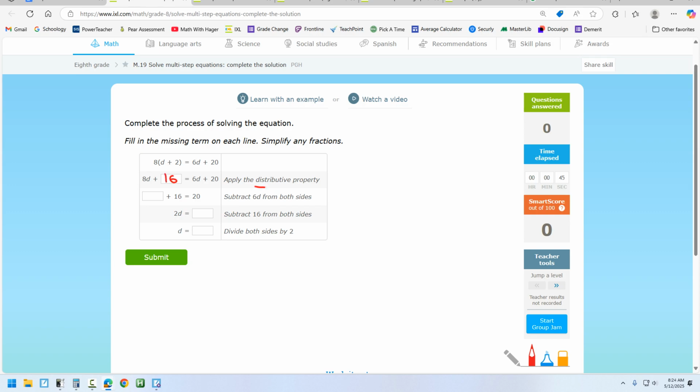And they even tell you which property to use. Okay, next property says subtract 6D from both sides. Okay. If you're not sure, you can do it off to the side, just like I am. You can just write on your screen. So you got 8D plus 16 equals 6D plus 20. Okay. Subtract 6D from both sides. That's gone.